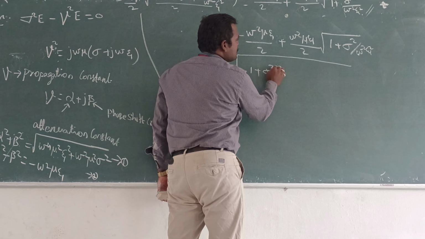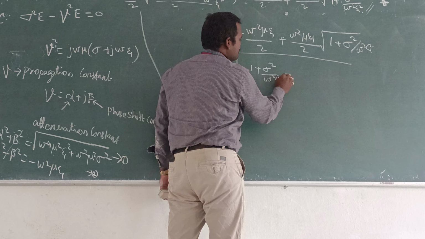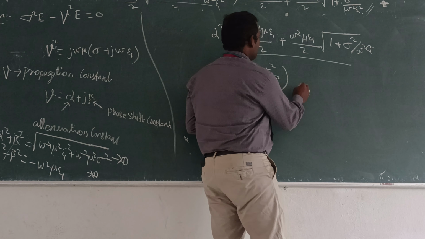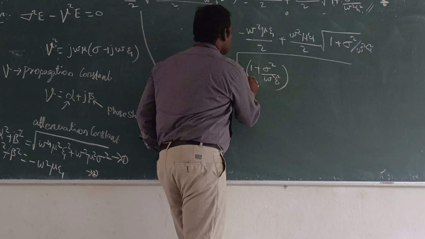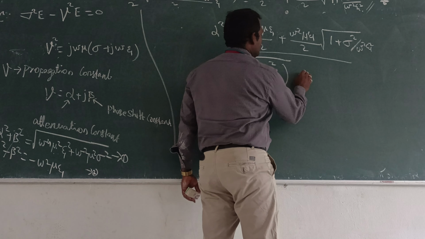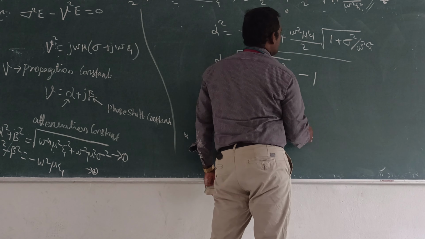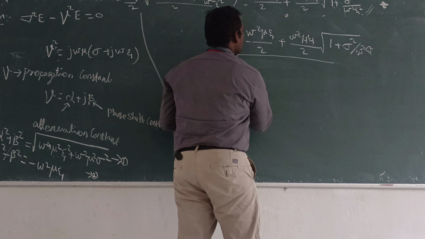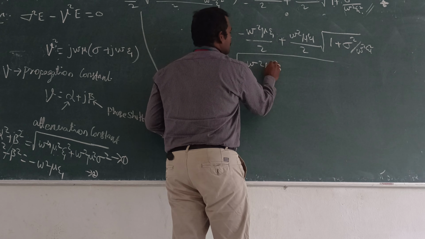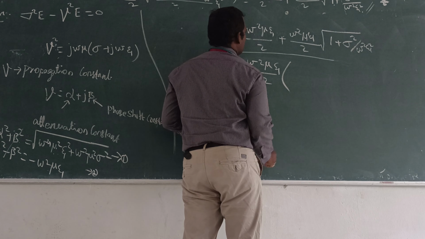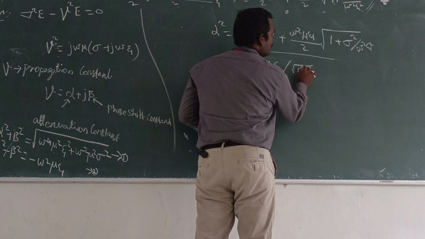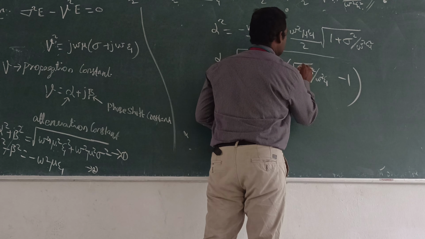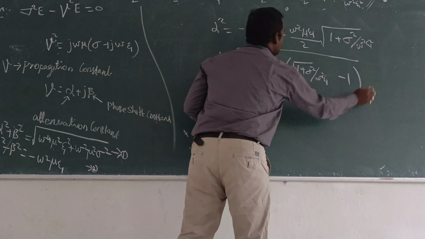1 plus sigma square by omega square epsilon square, this is in the root, then minus 1. These two are in the common term, so you can write it like this: omega square mu epsilon by 2, into the root of 1 plus sigma square by omega square epsilon square, minus 1. So this is alpha.